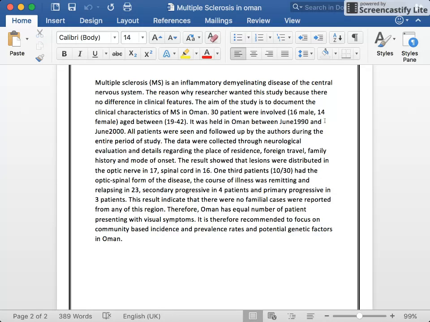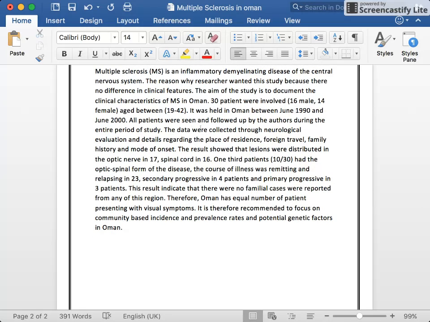It was held in Oman between 1990 and 2000. Okay, that's fine. There's a space between June and 2000, please. All patients were seen and followed up by the authors during the entire period of study. That's fine. The data was collected through neurologic evaluation and detailed family history. The results showed that the lesions were distributed in the optic nerve. They weren't distributed, these are clinical features that they're recognizing, okay? So the grammar here or the wording is incorrect. One third of patients had the spinal optical form of the disease.